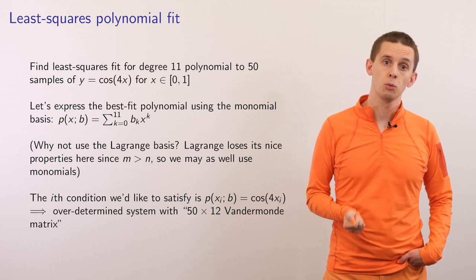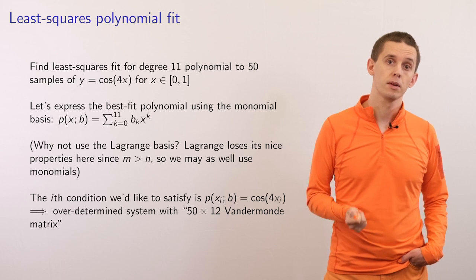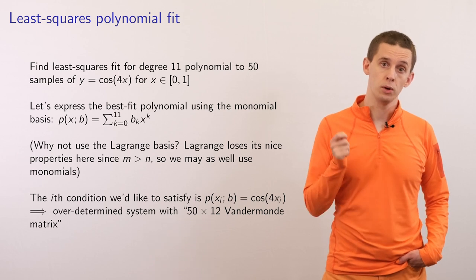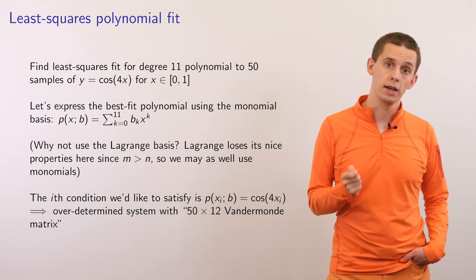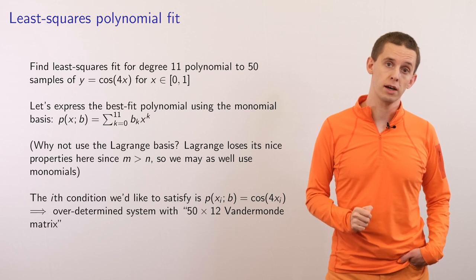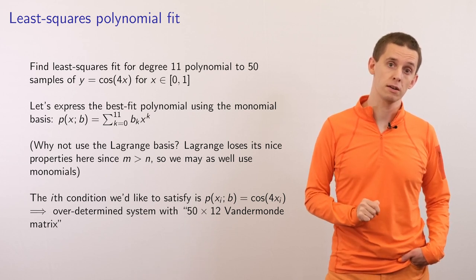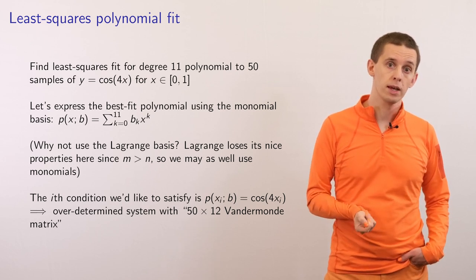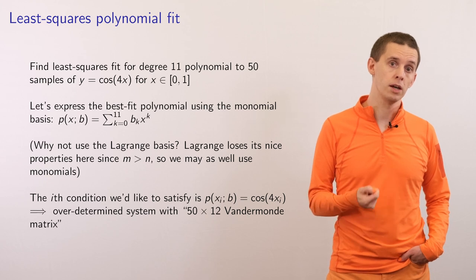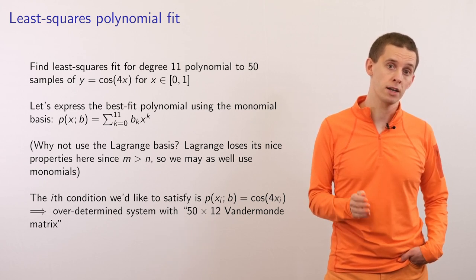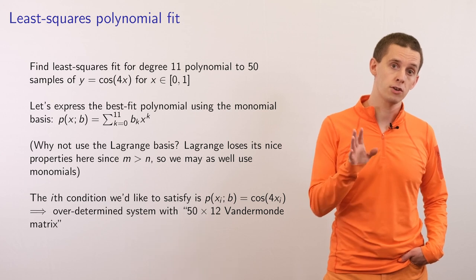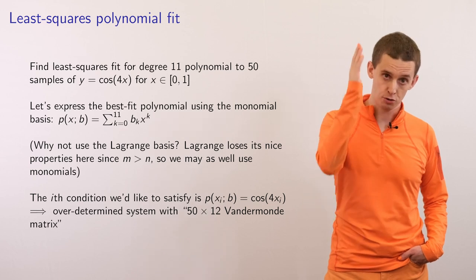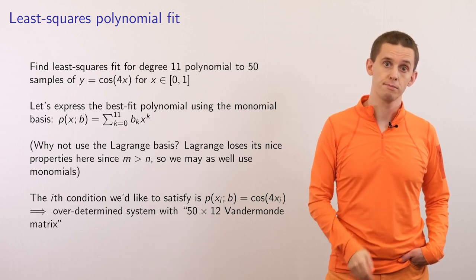Here then, we're going to try to find our polynomial that satisfies p of xi with the parameters b equal to cosine of 4xi. We're going to do a linear least squares fit of this problem, and this will lead us to an overdetermined system. If we wrote this out as Ab equals y, then our matrix A would look like a truncated van der Monde matrix. It would be a 50 by 12 matrix, like taking a full van der Monde matrix but truncating it to 12 columns.